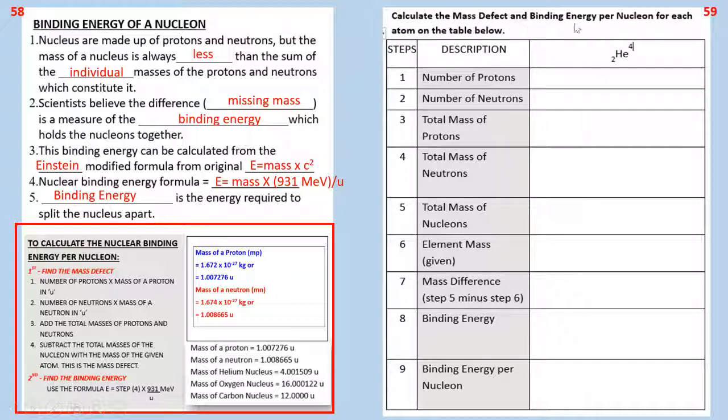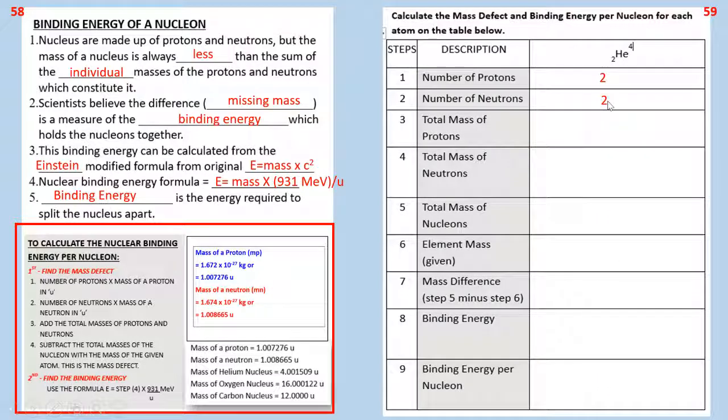Calculate the mass defect and binding energy per nucleon for each atom on the table below. So let's start with helium. The number of protons for helium is indicated at the bottom part of the chemical formula. In this case, it is 2. The number of neutrons is the top number minus the bottom number, which is 4 minus 2.